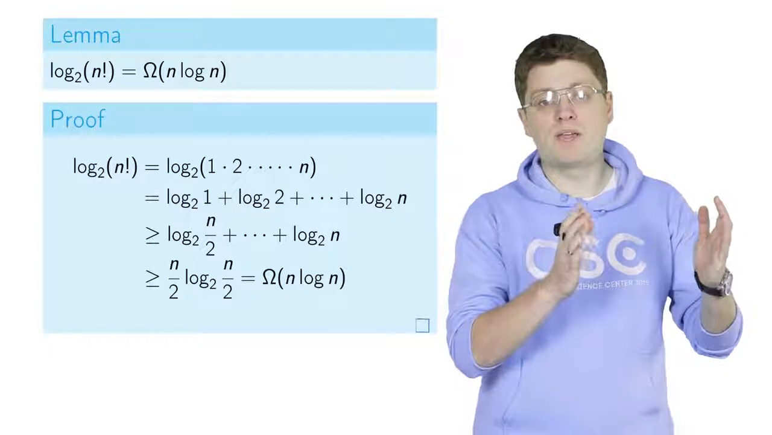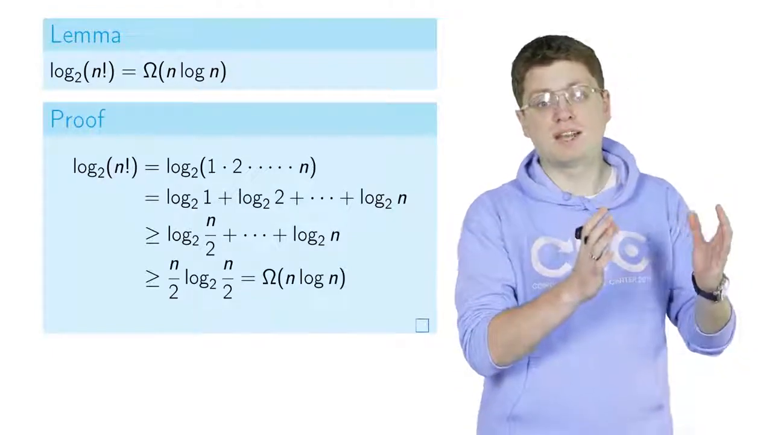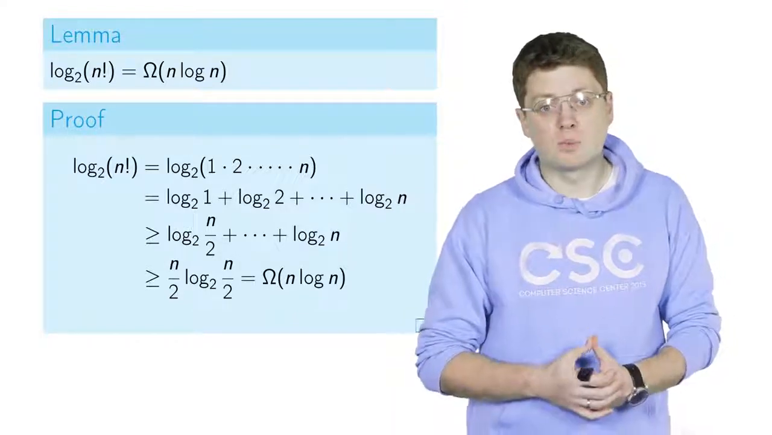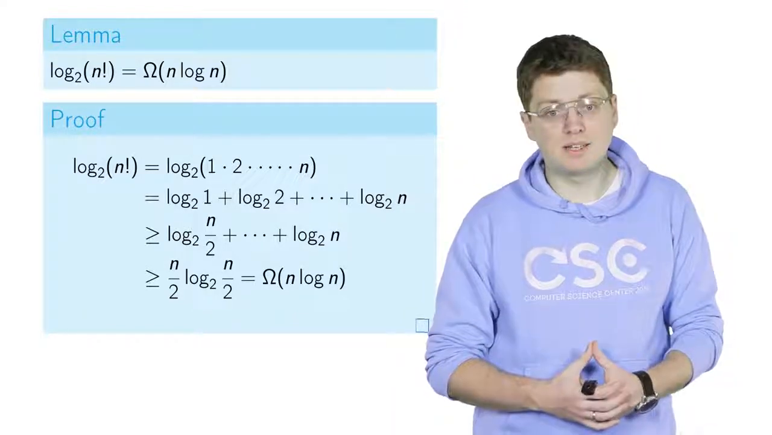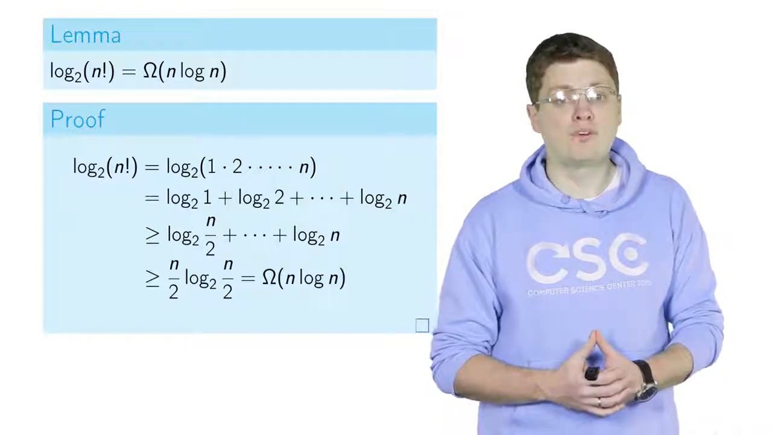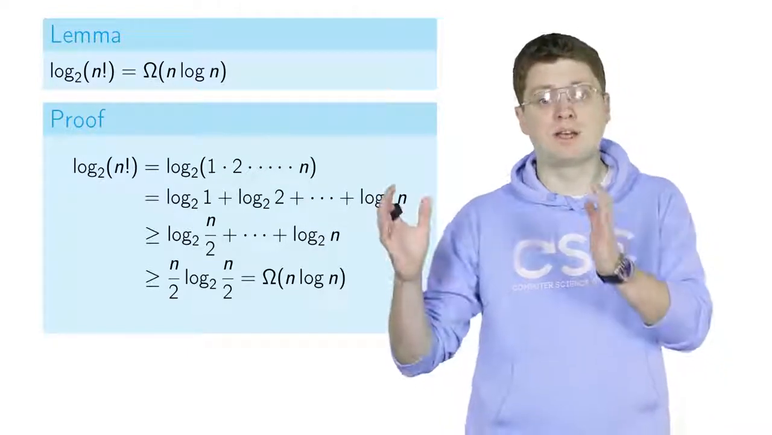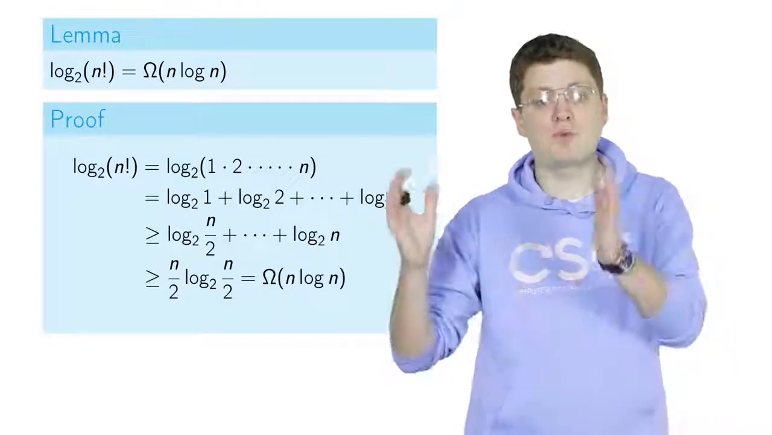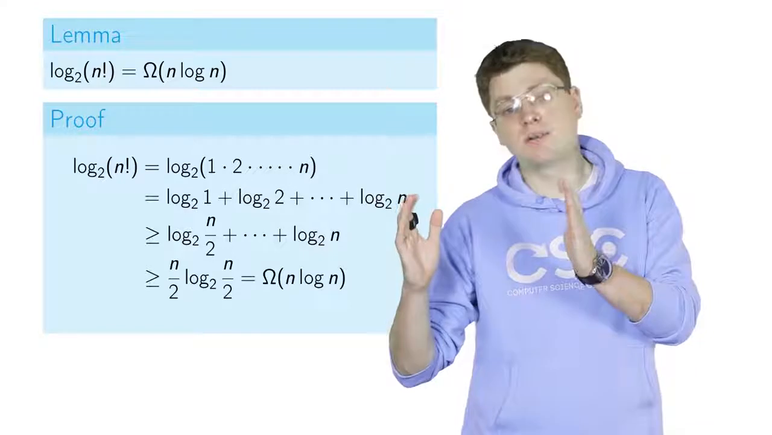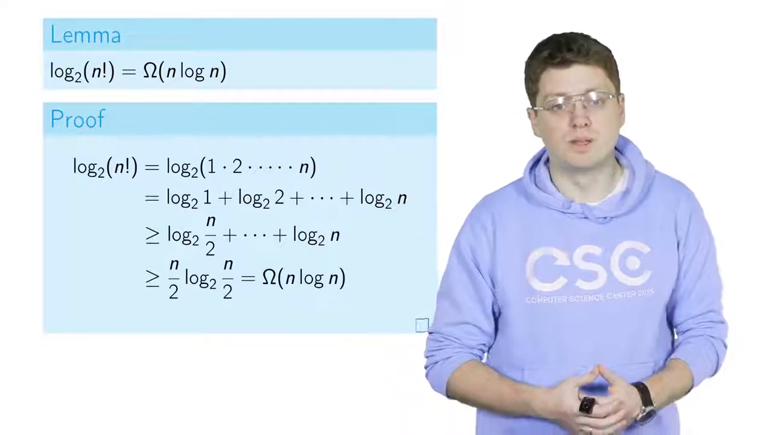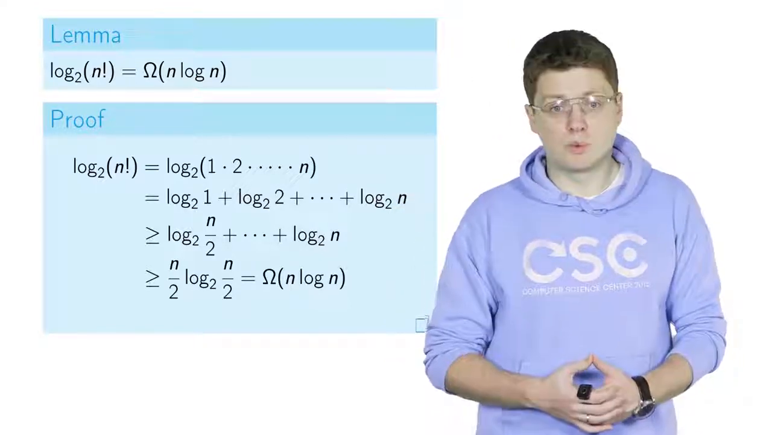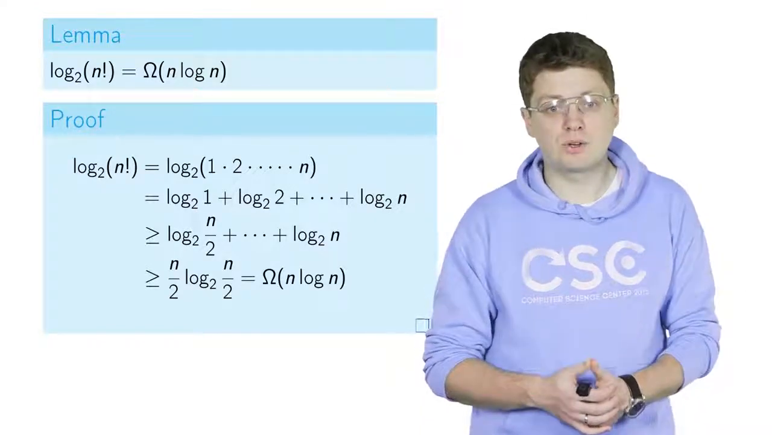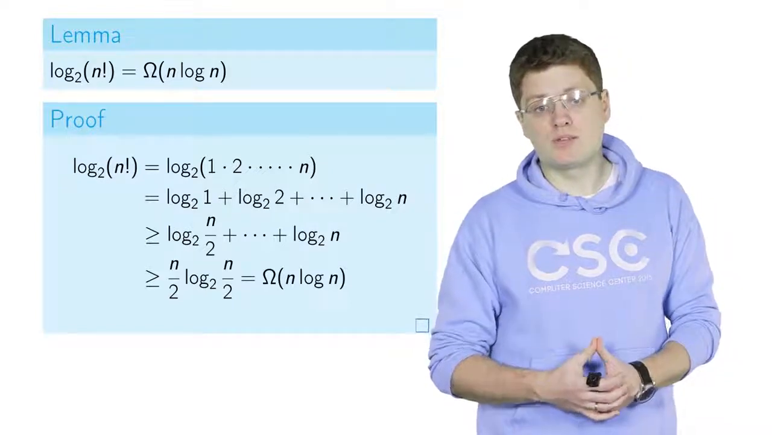So this is a sum of n objects. Let's just throw away the first half of these n elements and leave only the second half. So in this second half we have n over 2 elements, and each of them is at least log of n over 2. Right? So these are logarithms of numbers which are at least n over 2. So we have n over 2 elements. Each of them is at least logarithm of n over 2. This allows us to conclude that the whole sum is at least n over 2 times log of n over 2. And this is in turn big omega of n log n for a simple reason.